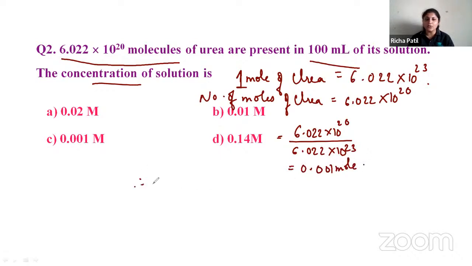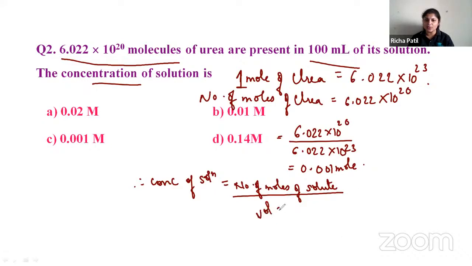Okay. Now, how do you find the concentration? They have asked the concentration of the solution. So concentration of solution is nothing but number of moles of solute divided by volume of solution in liter. This is ml, right? It is ml, and this is a molarity problem, right? So number of moles of solute divided by volume of solution in liters.